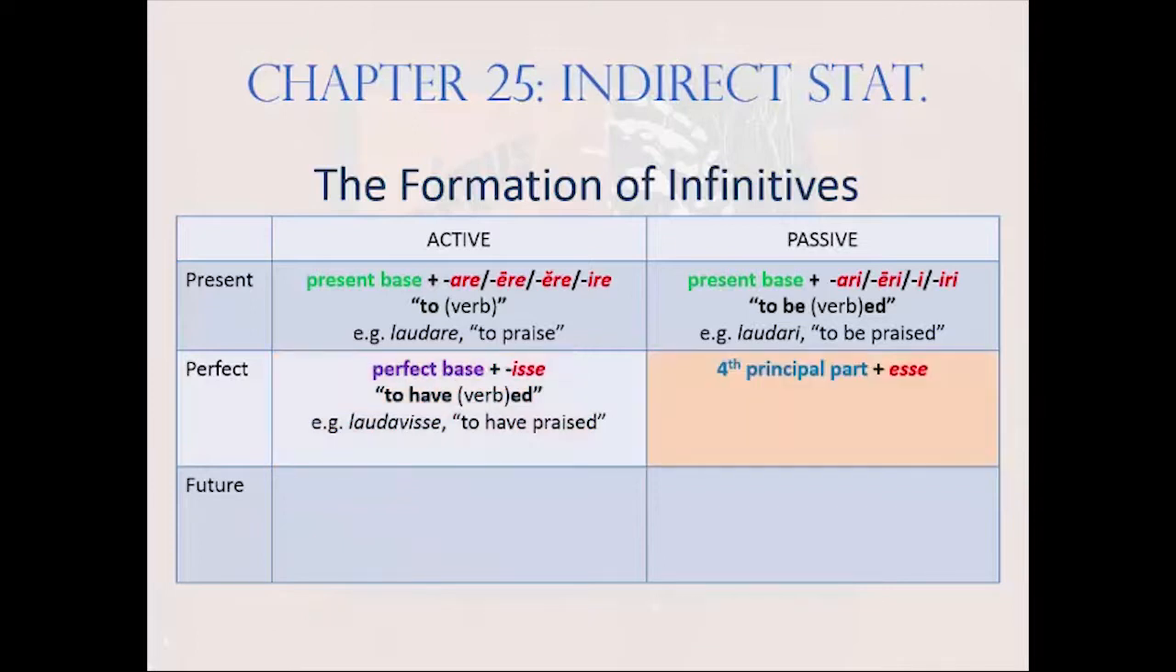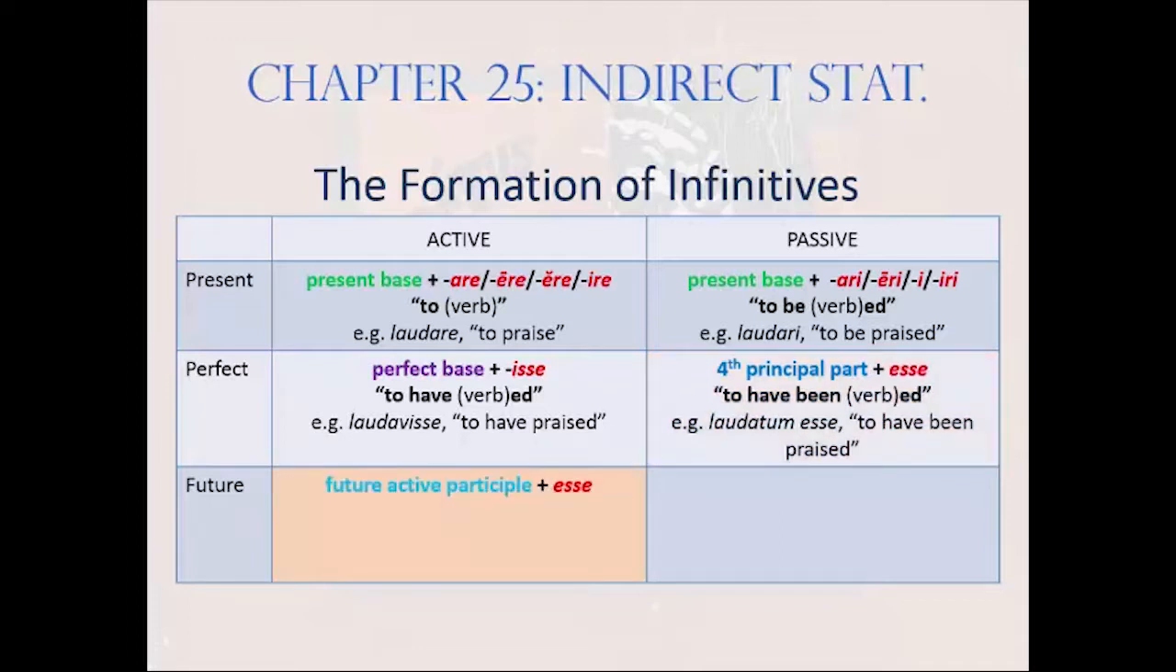Its passive counterpart, the perfect passive infinitive, is formed by taking the perfect passive participle and adding esse, not as an ending but a separate word. Like all perfect passive forms in Latin, this will be made up of two words. It means to have been whatever, as in laudatum esse, to have been praised. Moving to the last two infinitives, both future tense forms, the future active infinitive is made up of the future active participle, that weird but memorable urus form, plus esse.